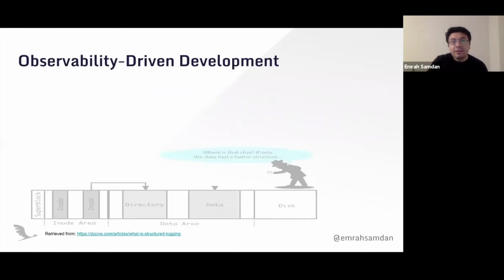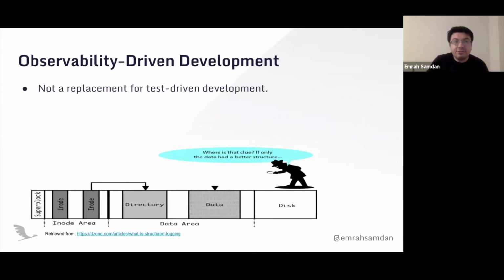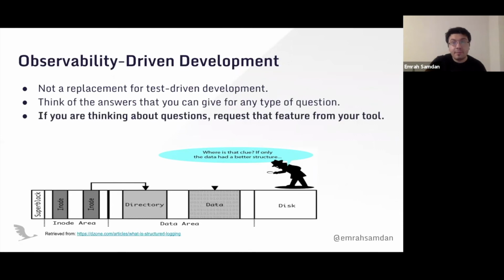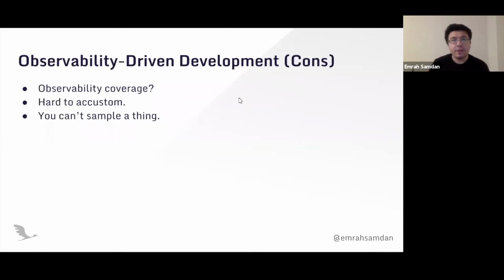And you need to actually log everything in a structured log. You need to create manual instrumentation spans and just make everything ready and visible for later investigation. There are definitely some downsides of observability-driven development, because how can you make sure that you covered everything that can happen in your system?